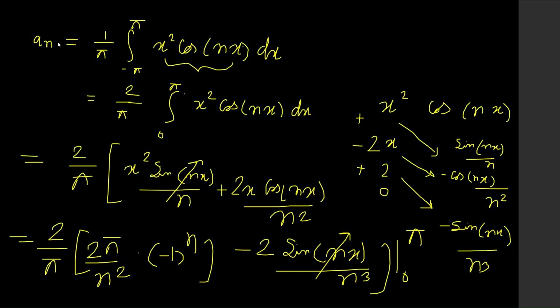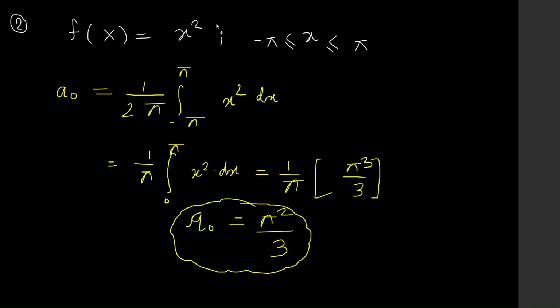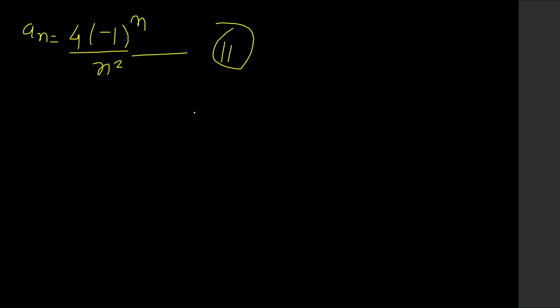So we will get our a n as, let me see once again, 4 times minus 1 to the power n divided by n square. This will be our second equation. So we have got the value of a naught, and we have got the value of a n. Now it's time for bn.